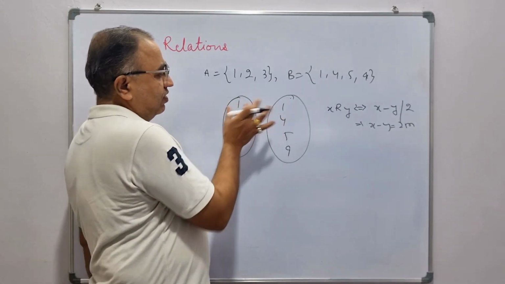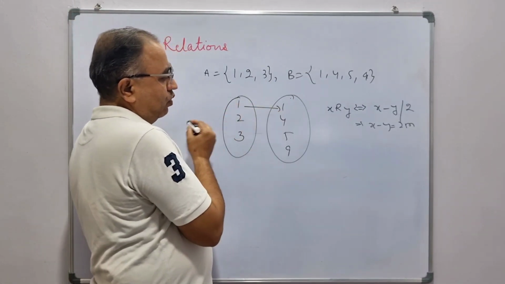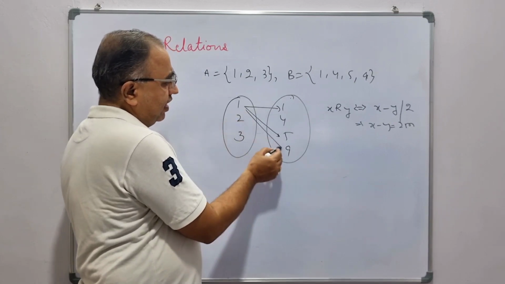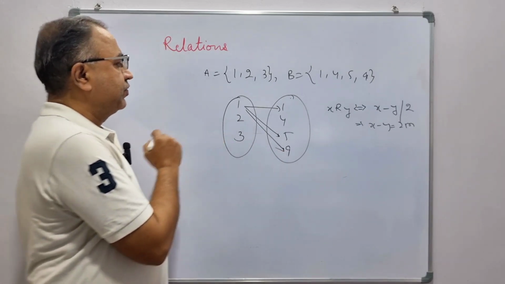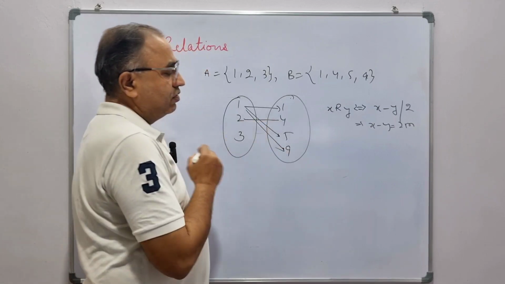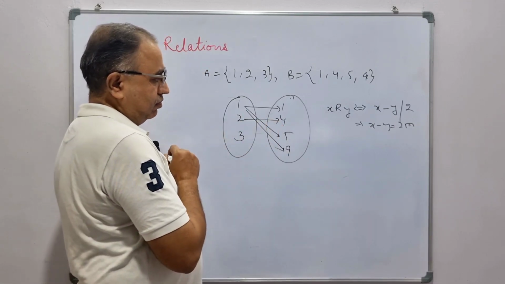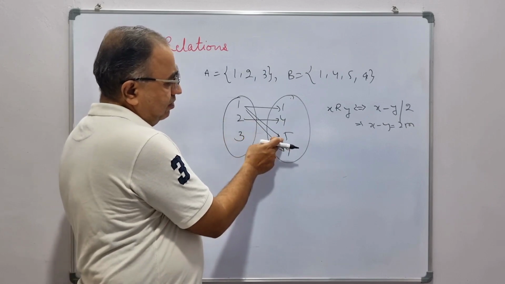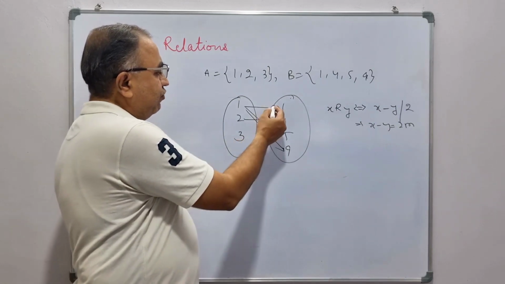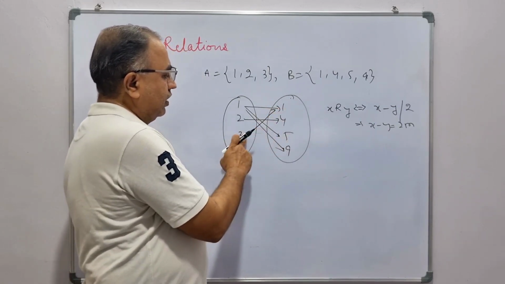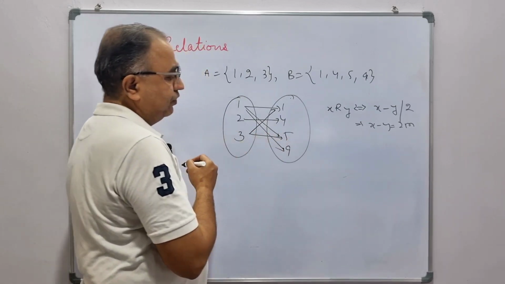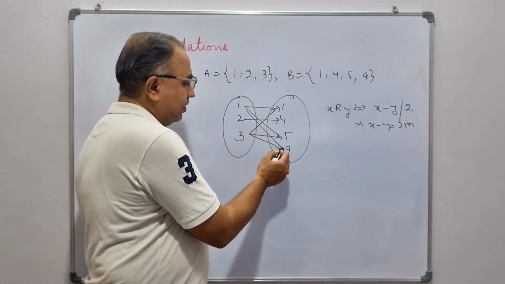1 minus 1, 0 is divisible. 1 minus 5, 4 divisible by 2. 1 minus 9, 8 divisible by 2. Right, 2 minus 1 is not divisible by 2, right? But 2 minus 4 divisible by 2. 2 minus 5 will be 3, which is not divisible by 2. 2 minus 9, 7 is also not divisible by 2. 3 minus 1, 2 is divisible by 2. 3 minus 4, 1 is not divisible by 2. 3 minus 5, again 2 divisible by 2. And 3 minus 9, 6 is also divisible by 2.